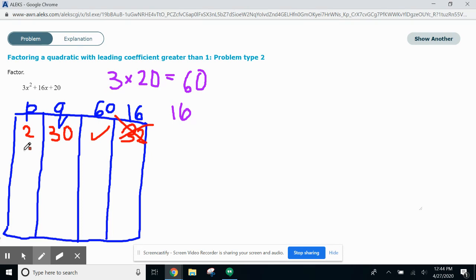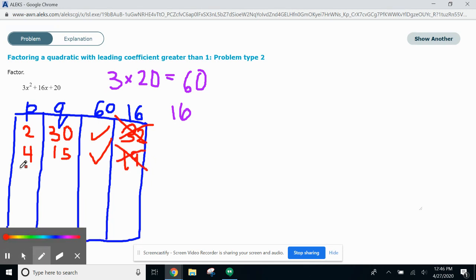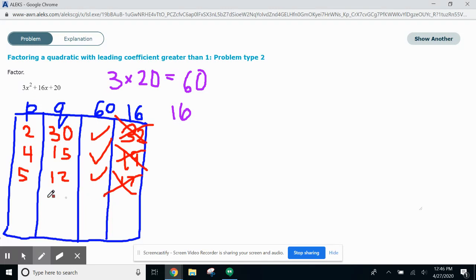So let's try, I can do 4 and 15. 4 times 15 makes 60, but that makes 19. So that's a no. So I'm going to keep going. 5 and 12 makes 60, and that makes 17. I'm getting closer, 32, 19, 17. I'm getting a lot better with my guesses, but I'm still not there yet. But let's try this. Let's try 6 and 10. That makes 60, and if we add them, we get 16. All right, so I got my answers here.